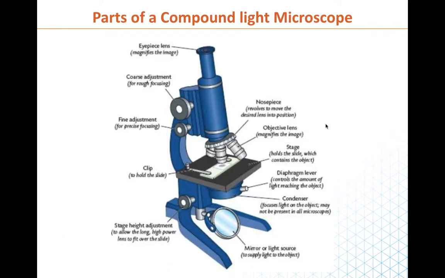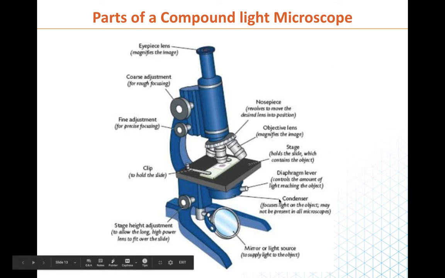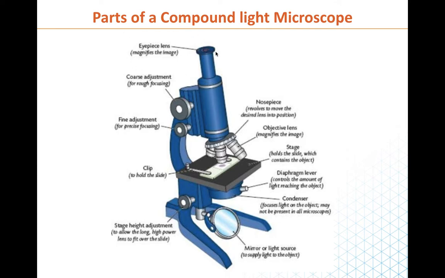All right, so let's just go over some of the pieces of the microscope. So you have your eyepiece lens, which is in the eyepiece. It is usually times 10 or times 15, and this one you can't really change unless you actually take it out and put a new one in.